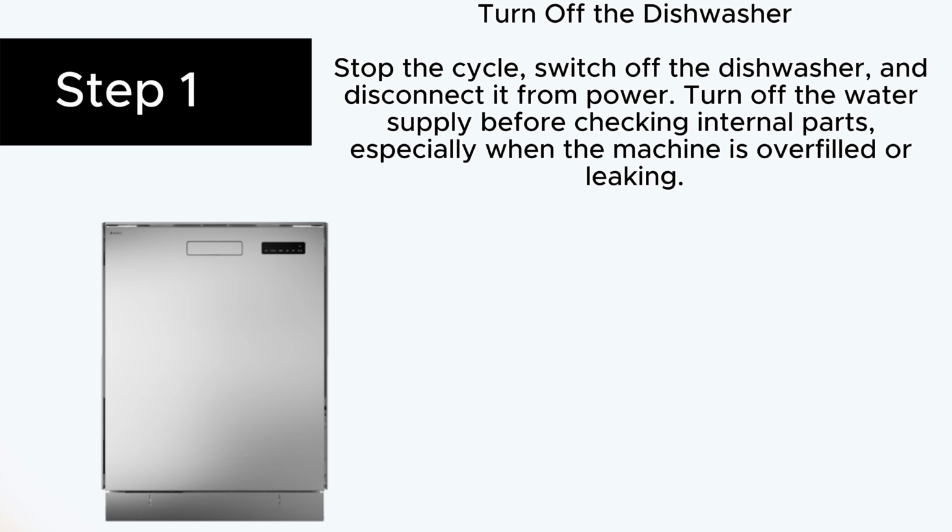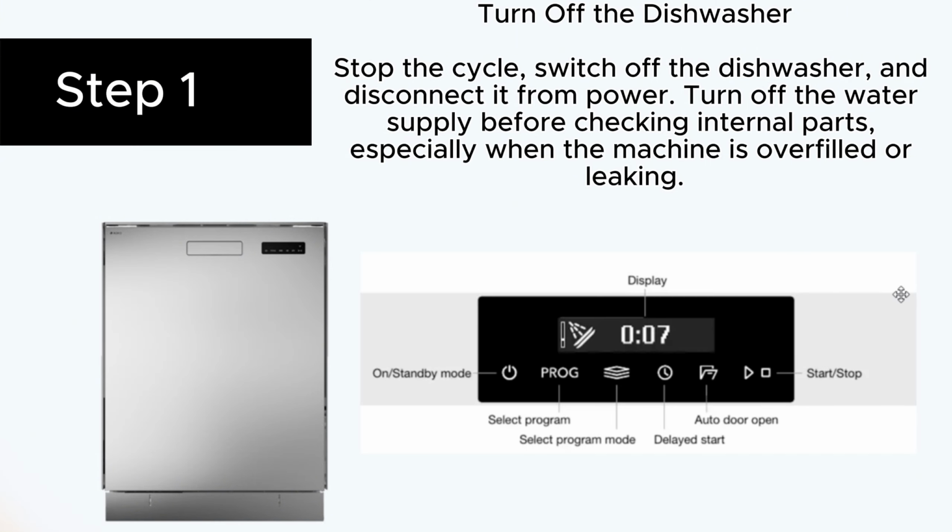The first thing you can try is to turn off the dishwasher. You can stop the cycle, switch off the dishwasher, and disconnect it from the power. Turn off the water supply before checking internal parts, especially when the machine is overfilled or leaking. You can go to the display and press the button, and you'll have to find the outlet for your dishwasher to make sure it's turned off. But if it's from a breaker, you can do that as well.